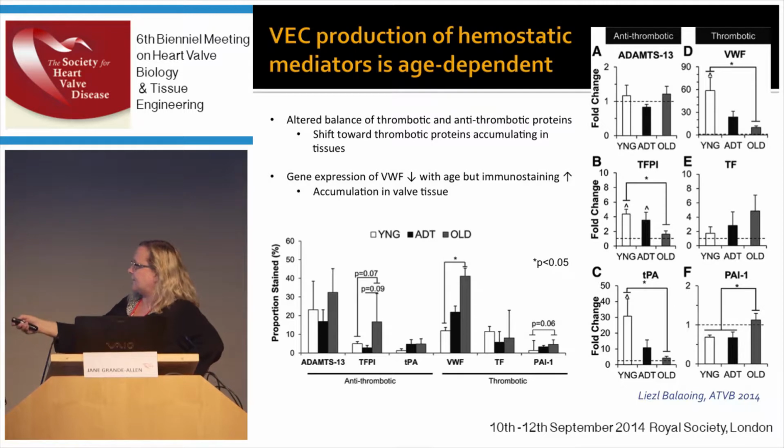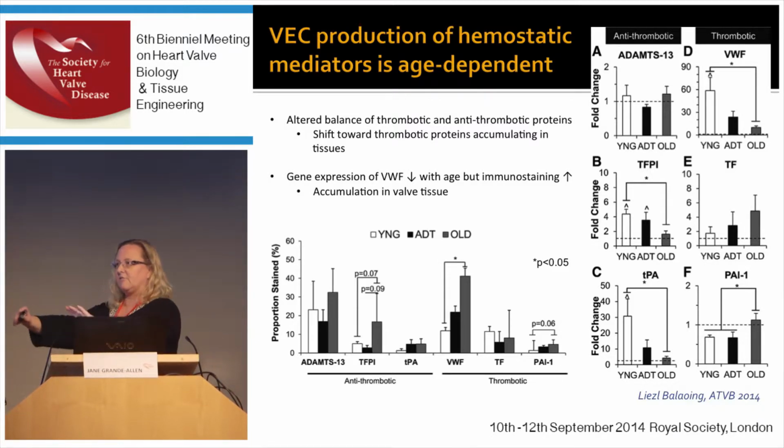We see similar balances between a reduction with age of some antithrombotic factors and an increase with age of more thrombotic factors. Overall, there seems to be a shift towards more thrombotic proteins accumulating in the valves with age. This doesn't mean that our valves naturally thrombose with age, but in the condition of maybe an injury, this could certainly cause a cascade of events.